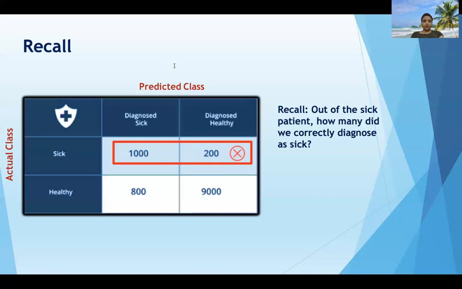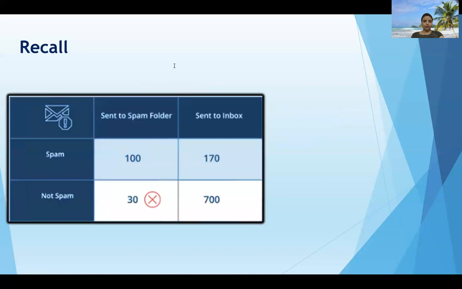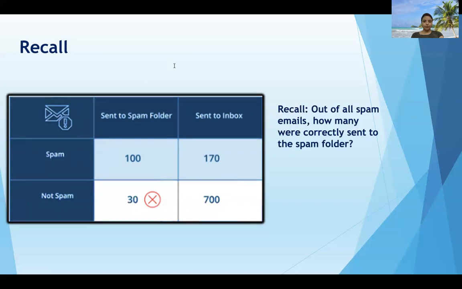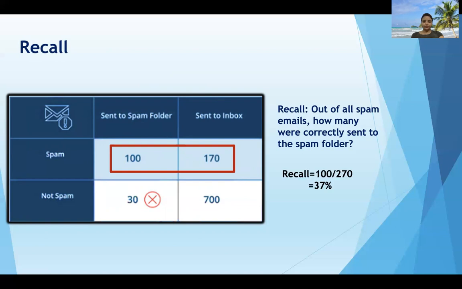Now we will look at the email model. Here recall is calculated simply as: out of all the spam emails, how many were correctly sent to the spam folder? The answer for this will be in this row. We have 100 correctly sent to the spam folder, divided by the total number of spam emails, which is 270. That is equal to 37%. But here we want to avoid the false positive case, so it is okay if it has a low recall.